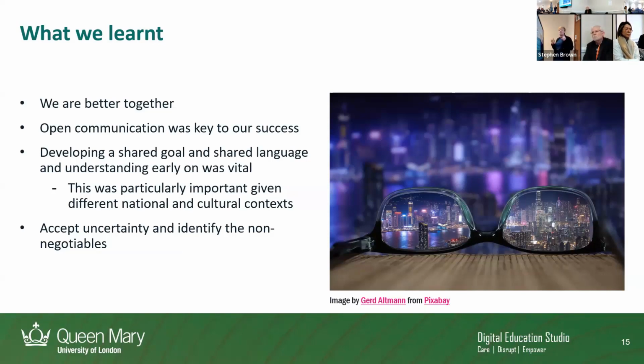Developing a shared goal and shared language, that understanding of what it is that we want to achieve here, was important to do early on, particularly given the different national and cultural contexts. And we needed to accept some uncertainty along the way, finding out things that weren't necessarily going to work as we had initially planned. Some of that was about enrollments, payments, and how the different platforms work.